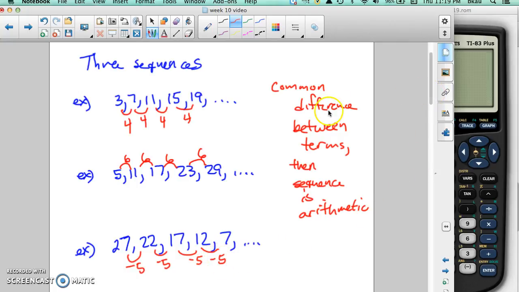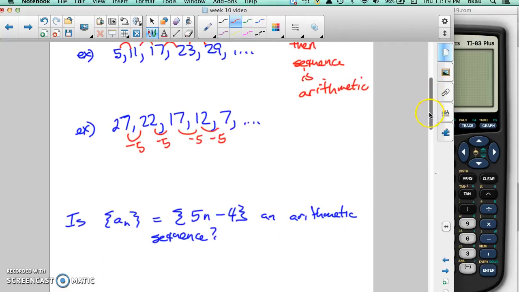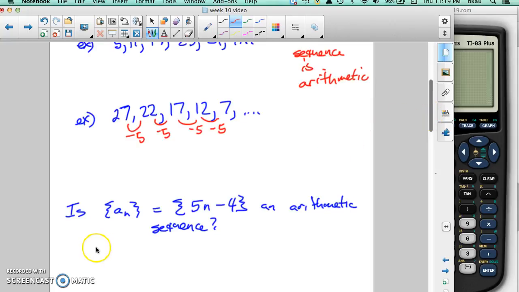Now, if we don't have it written out in a sequence form, but in a sequence formula, we want to be able to check to see if it's arithmetic also. So what we would do here is just check the terms and see if there's a common difference if we check the first 4 terms. So if I put 1 in here, I would get 5 times 1, which is 5, minus 4, which is 1 for our first term.